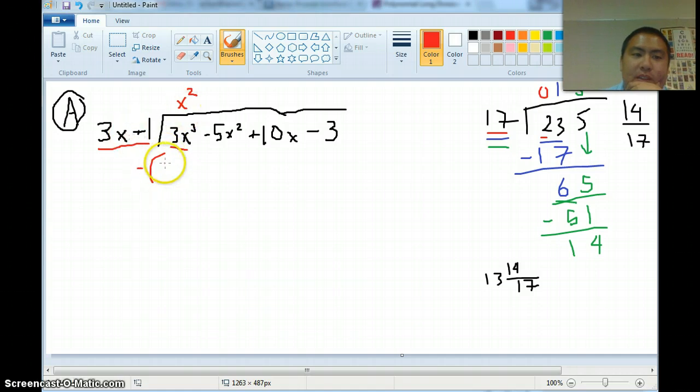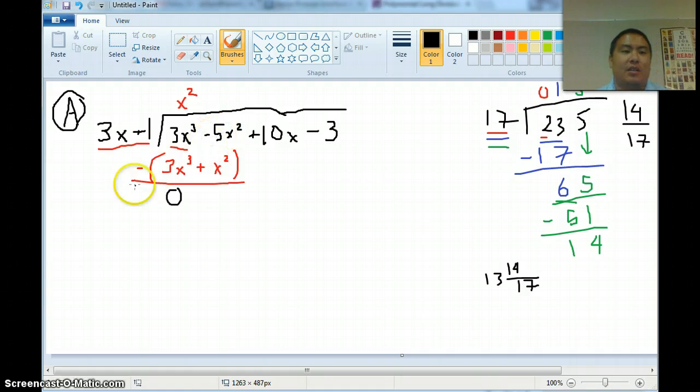x squared into here should be 3x to the third, and then plus 1. 1 times x squared gives me x squared. Okay. So from here, this cancels out and it gives me 0, right? 3x to the third minus 3x cubed. Then I have minus 5x squared minus x squared, so minus 5x squared minus x squared should give me negative 6x squared.